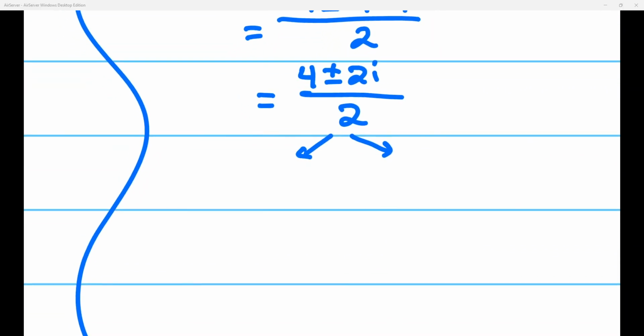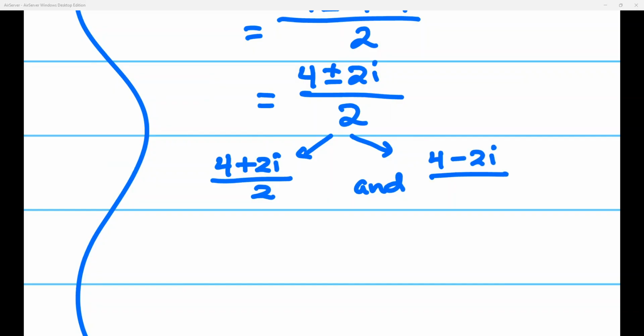And you're going to hate the way I split it, but I don't care. I'm going to do it anyways, just because I want you to see where everything is coming from. This is going to be (4 plus 2i) divided by 2, and (4 minus 2i) divided by 2. You see how this is saying, take all of this and divide it by 2? That means the 4 is being divided by 2, and the 2i is being divided by 2.